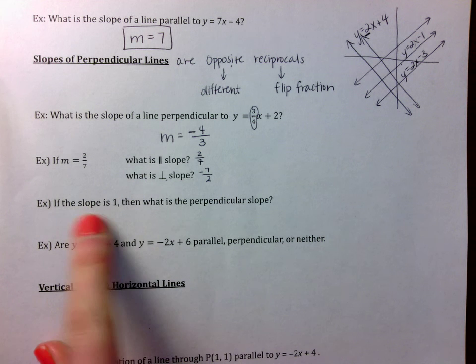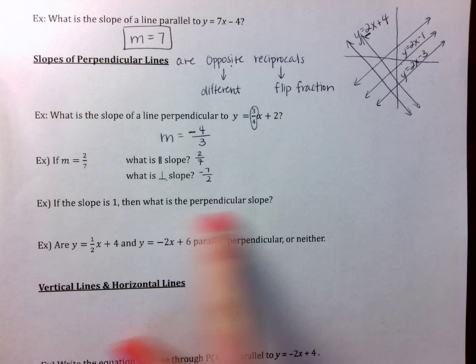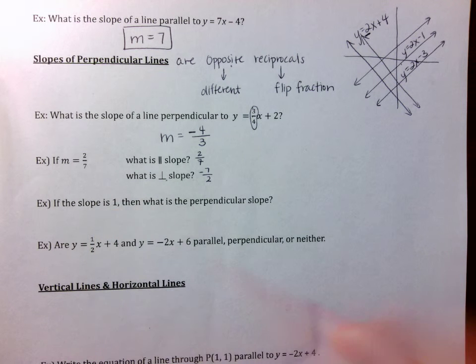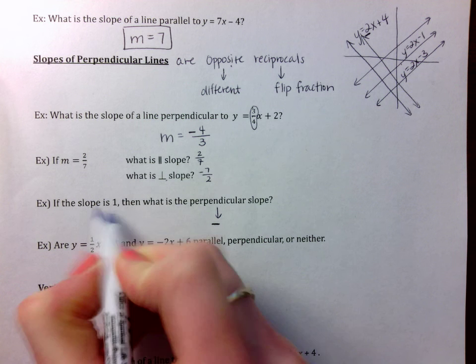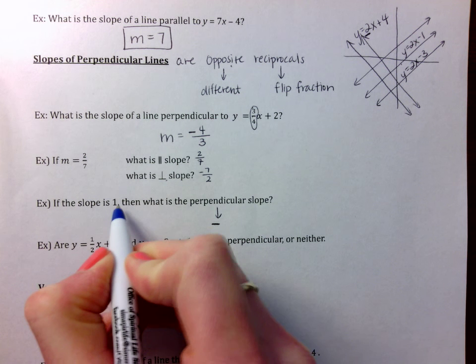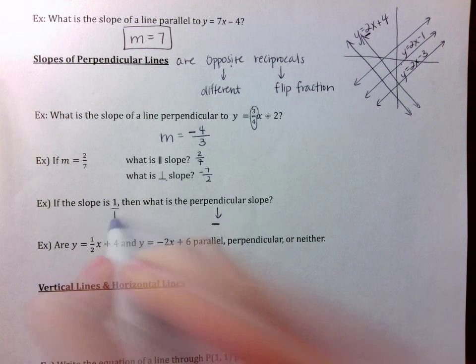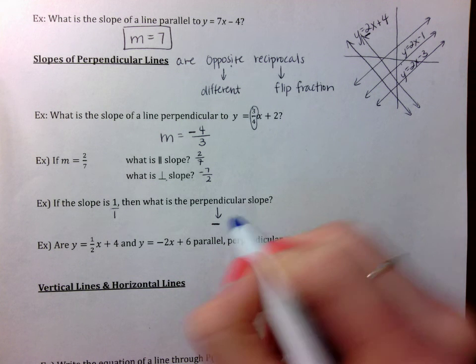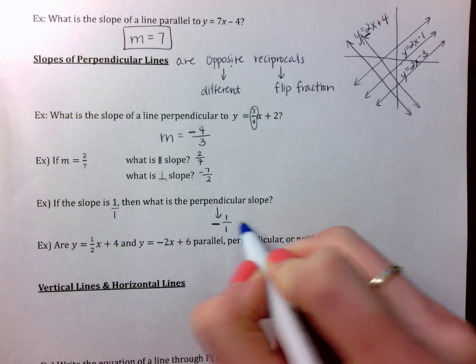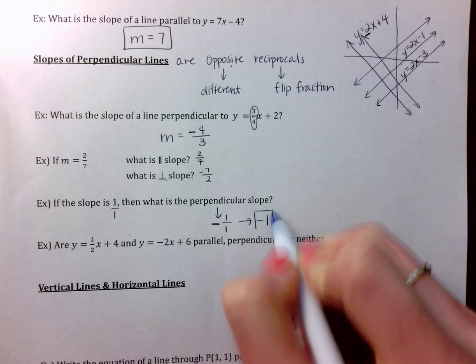So if the slope is 1, then what is the perpendicular slope? Well, this is a positive one, so we know the perpendicular slope is going to be negative. And then how can we flip this? Well, we'll make it a fraction first, so that would be negative 1/1. If we flip that, yes, it will still be negative 1/1 or negative 1.